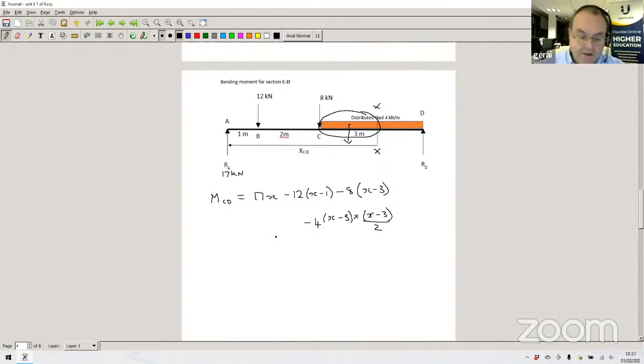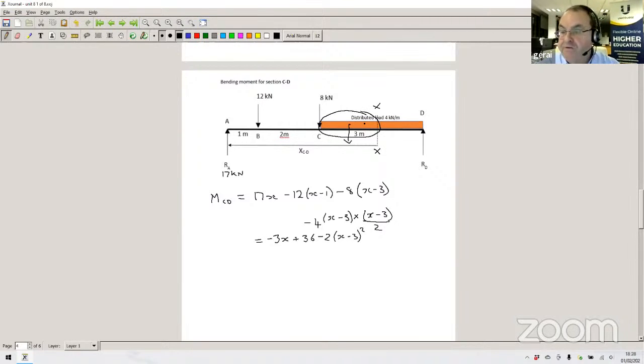So we can tidy this up a little bit. That's going to give us a moment in section CD, which is going to be minus 3x plus 36, minus 2, and that's going to be times (x minus 3), all squared. So that's just tidying this equation up. That's our expression for the bending moment at any point, distance x along that section from C to D of that beam.